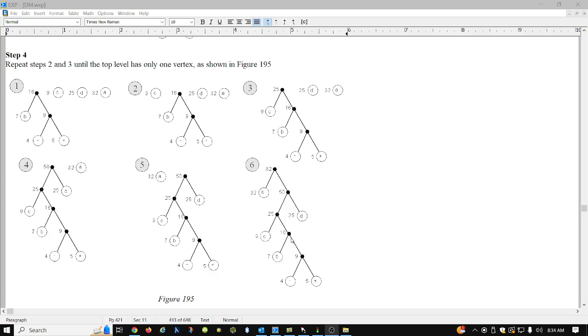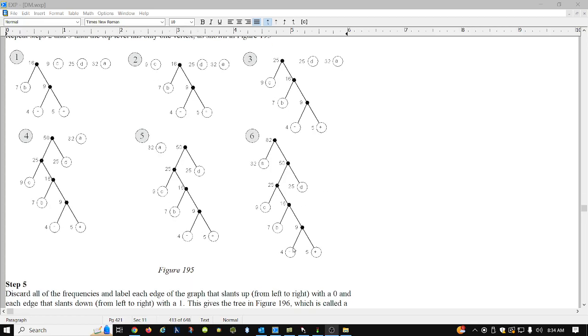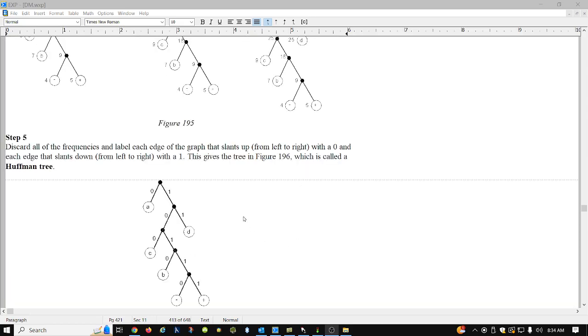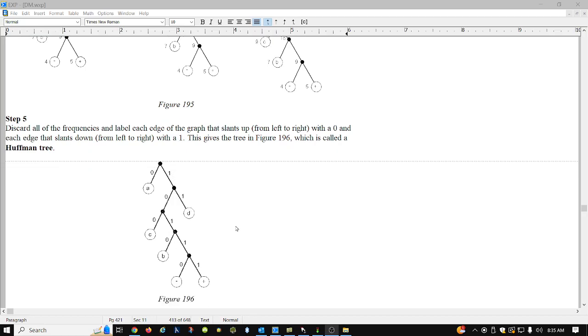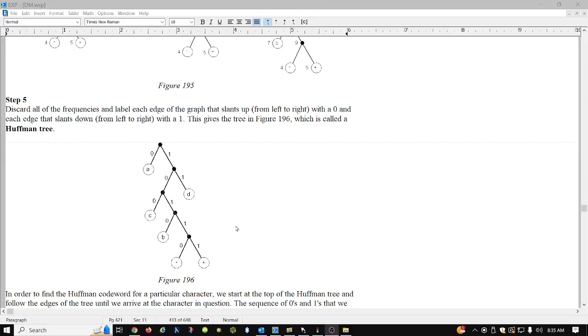And the final step, once we get here, is that we can remove all the frequencies. They're no longer needed. And label the edges. Edges that have a positive slope get labeled with a 0. Edges that have a negative slope get labeled with a 1. And we have what is called a Huffman tree.